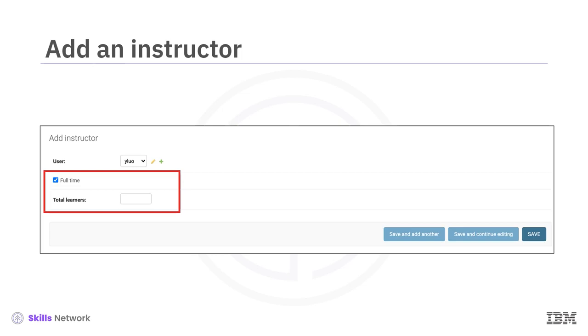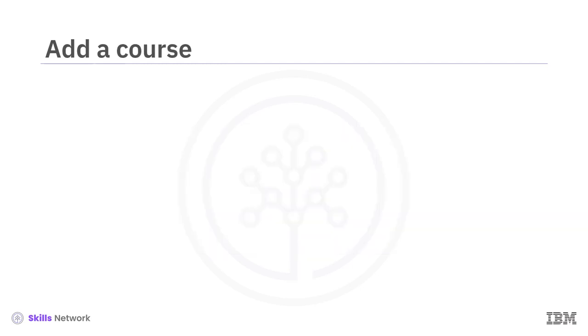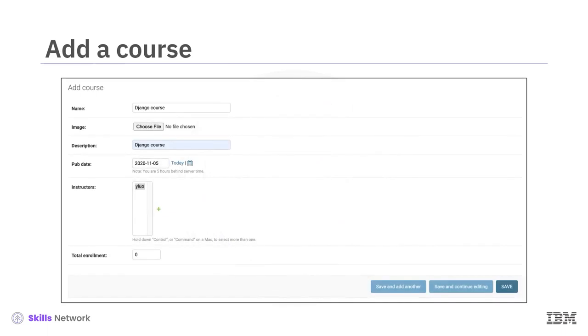Note that although there is a field called Total Learners, we probably wouldn't want to manage this field in the admin site, but instead, we would calculate it from the number of learners that are enrolled in the instructor's course. Later, we will show you how to choose the fields you want to be managed in the admin site. We can create a course by entering its name, description, image for the course introduction, publication date, instructors, and so on.